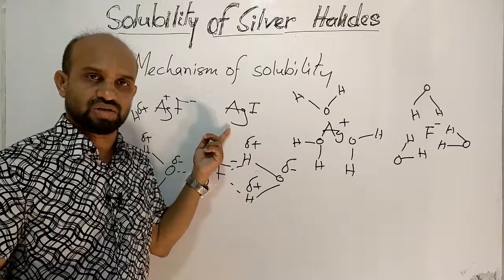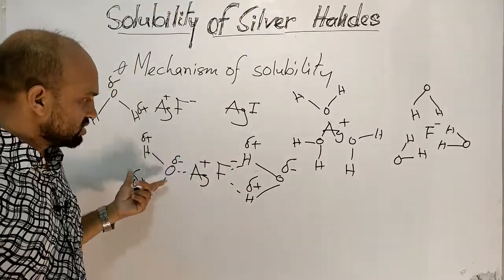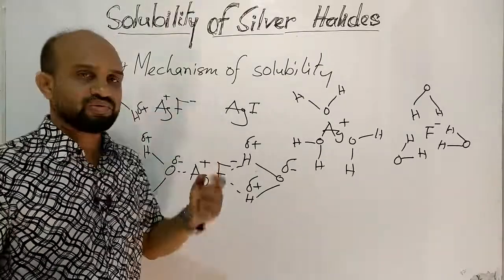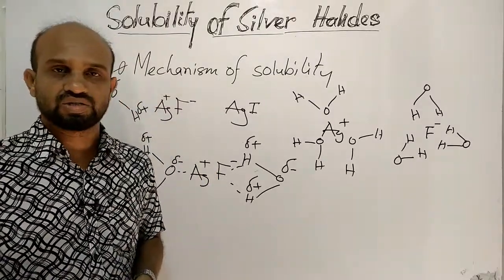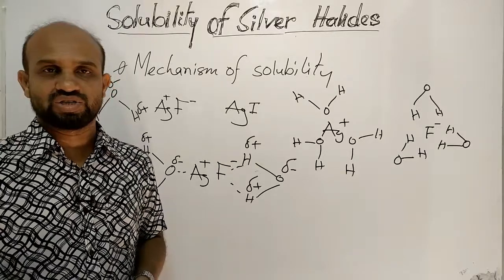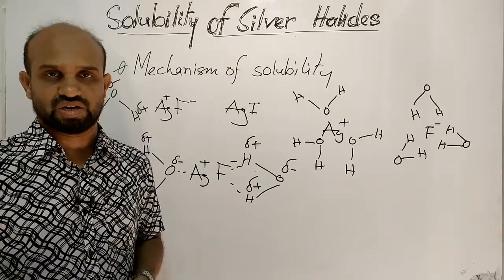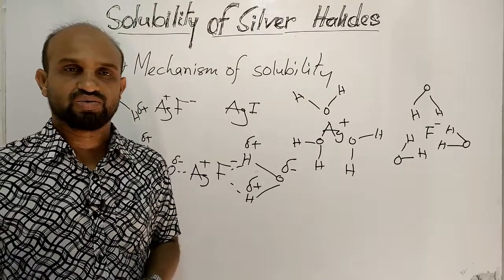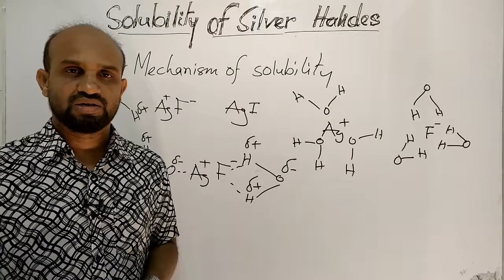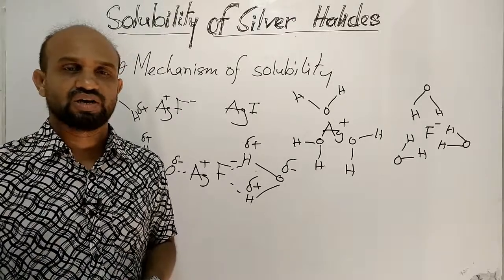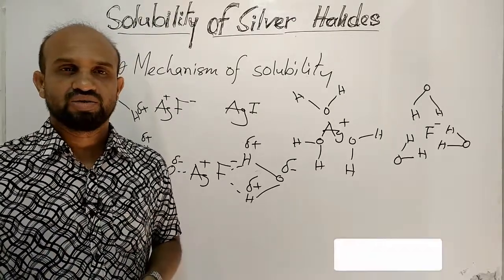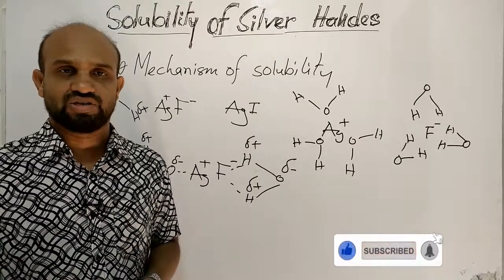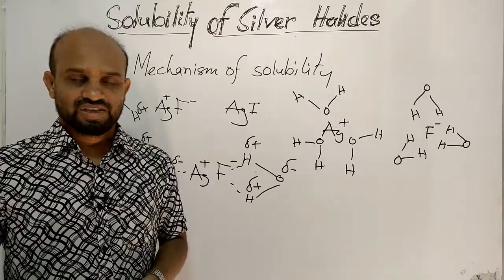on silver iodide, following this mechanism, silver iodide doesn't dissolve in water. This is all about the solubility of silver halides. In short, silver fluoride, which is ionic in character, dissolves in water, and silver iodide, which gets covalent character, doesn't dissolve in water. Now, that's all for today.